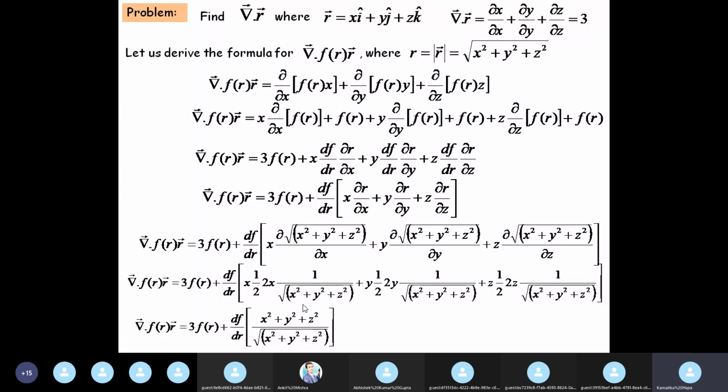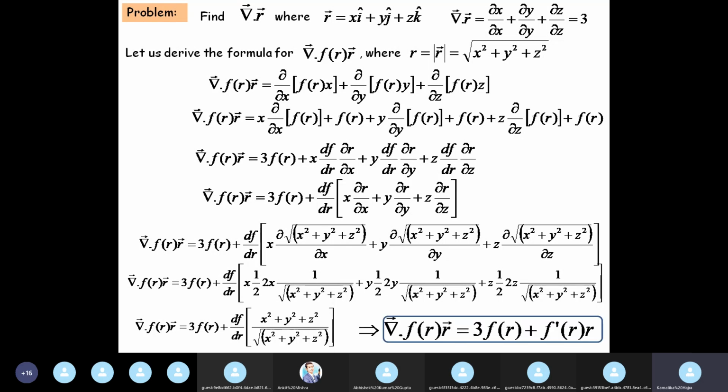Okay. So we have 3FR, DFDR, all the 2's cancel out. We have x square, y square and z square, and the denominator is the same for the 3, so we are left with x square plus y square plus z square in the numerator and root over x square plus y square plus z square in the denominator. Now x square plus y square plus z square, you know, is simply r square, and the denominator here is r. So we have r squared divided by r, so that gives us r.